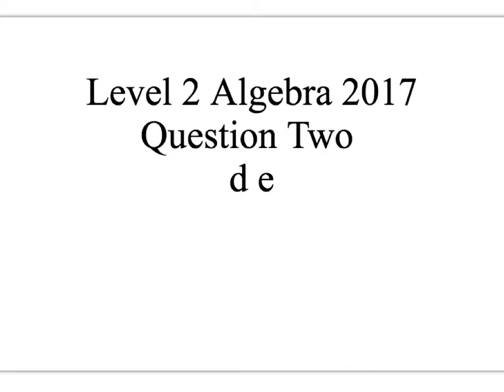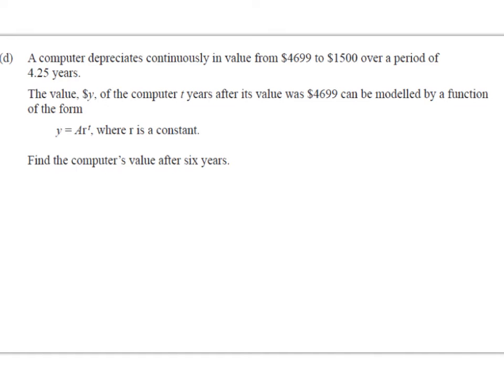Here's the second part of question 2 of this year's Level 2 Algebra paper. So we have a computer and it depreciates continuously in value, and it goes from $4,699 down to $1,500 over a period of 4.25 years. Now at this stage you might be thinking about a percentage change or something like that, but the key word in here is that it's depreciating continuously.